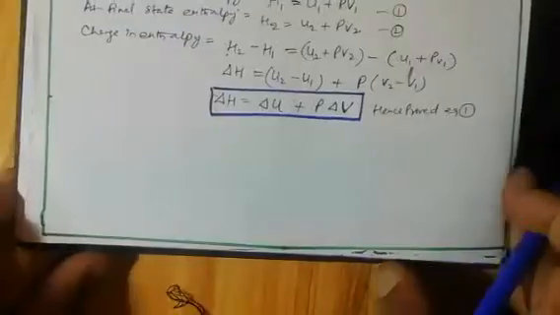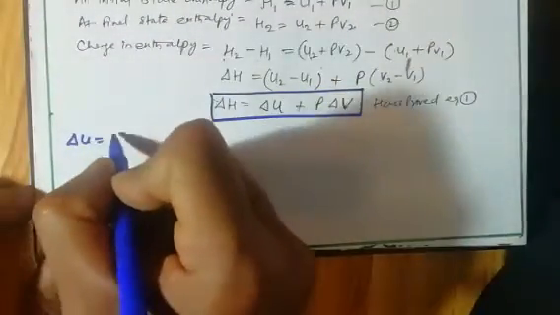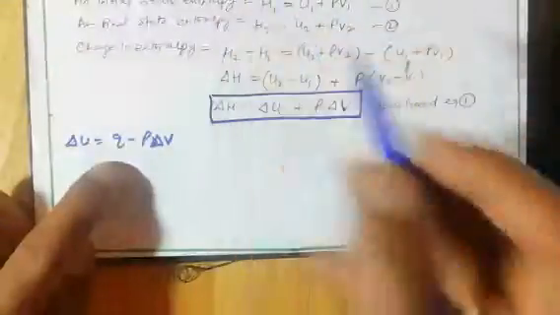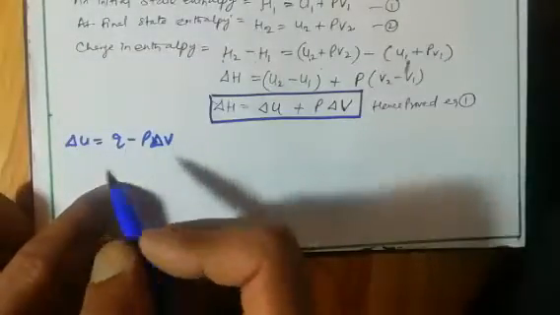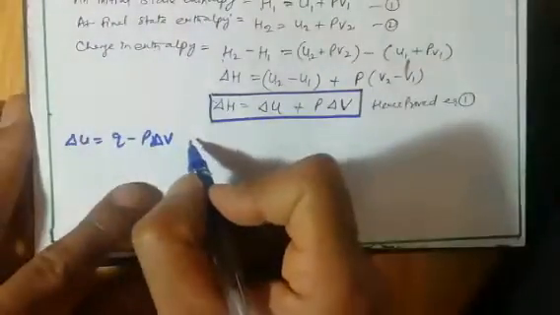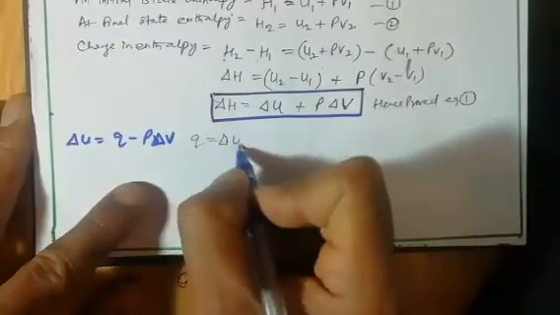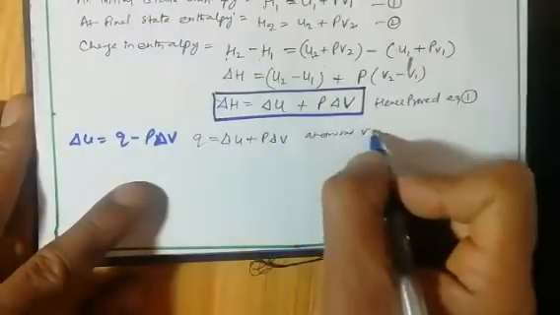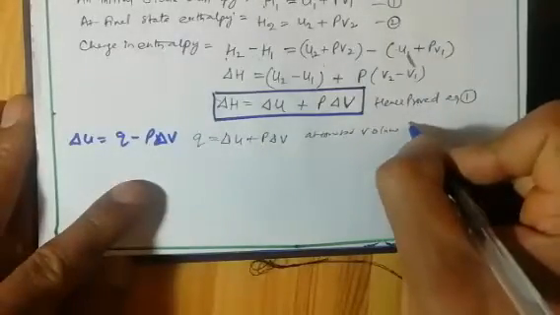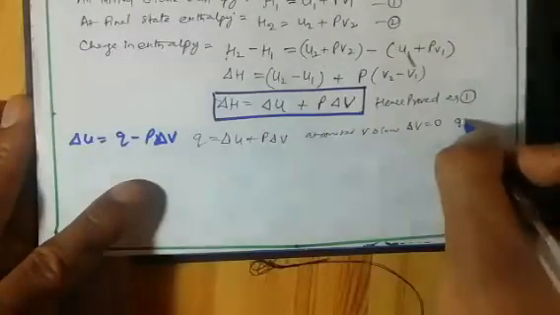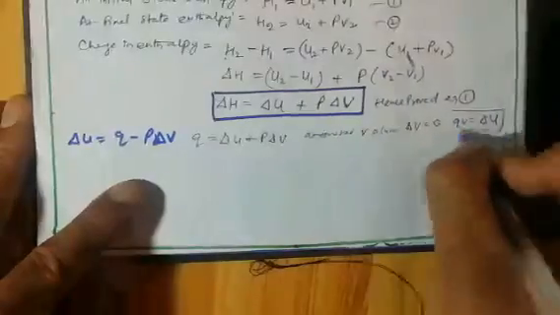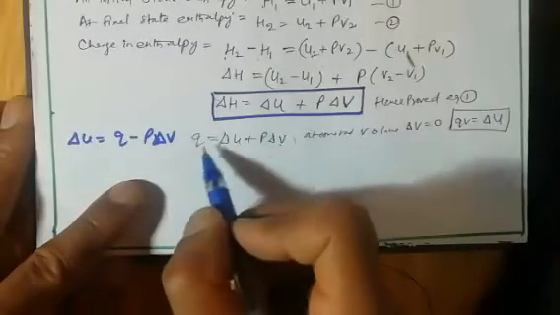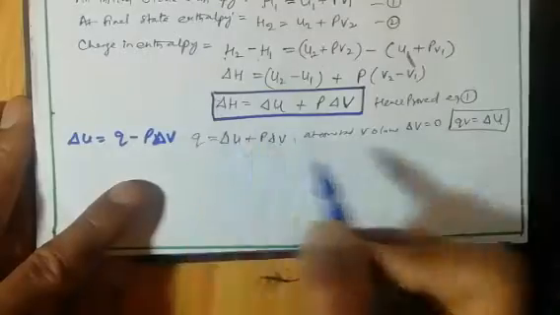This is very important. We know that delta U is equal to Q plus W, but here we can write delta U is equal to Q minus P delta V. So Q is equal to delta U plus P delta V. At constant volume, delta V is equal to 0, so Qv is equal to delta U, because P delta V is 0. Yes, Qv is delta U.